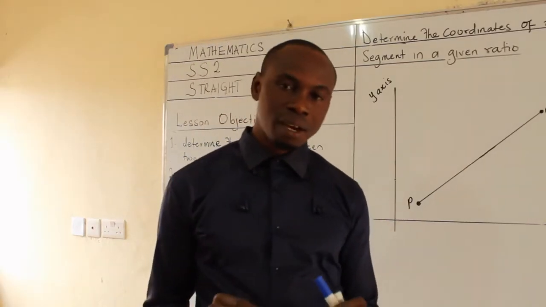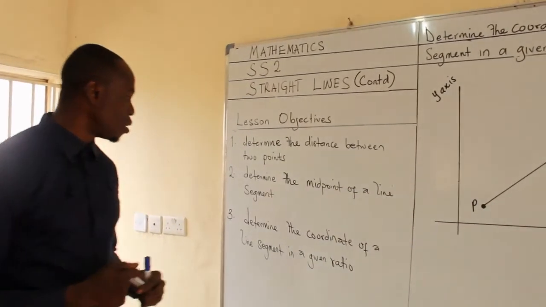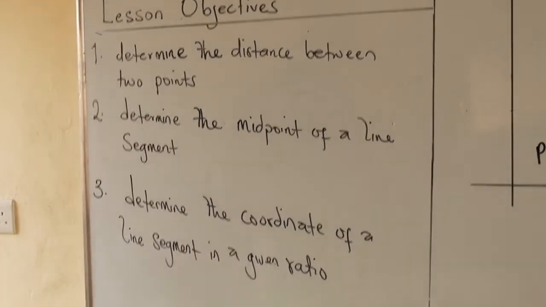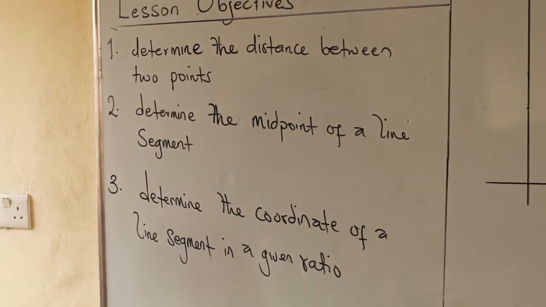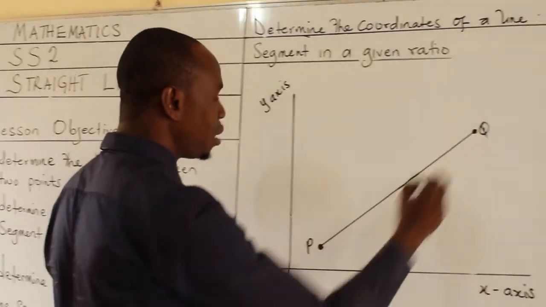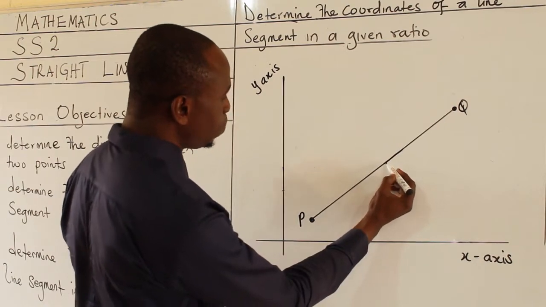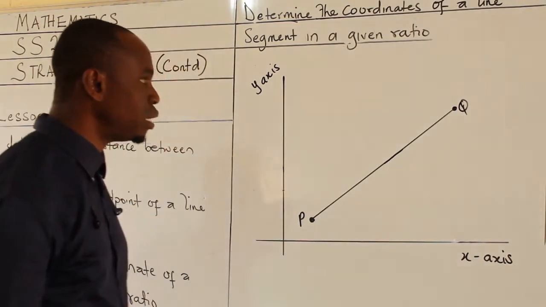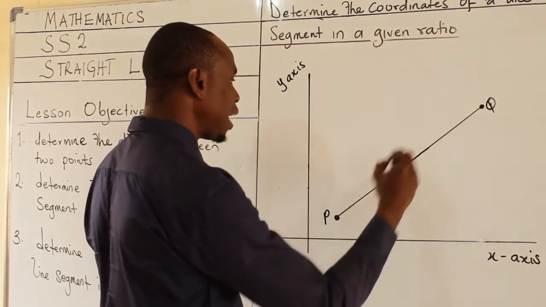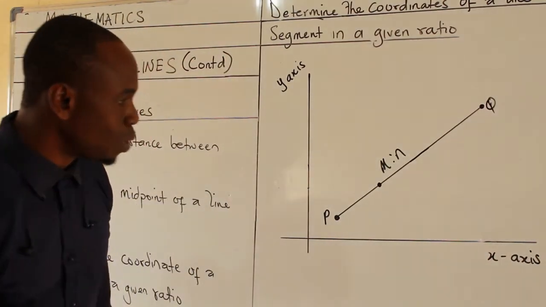In our third and final objective for the day, we will be learning to find the coordinates of a point on a line segment in a given ratio. In other words, we'll be learning to find the coordinates of a point that divides a line in a given ratio. Just like we have our line P and Q, in our last session we learned to find the coordinates of the midpoint. But in this session, we will be learning to find the coordinates of a point which divides the line in a given ratio. Let's say m is to n.